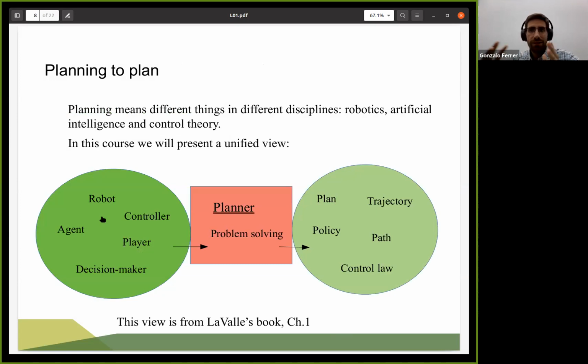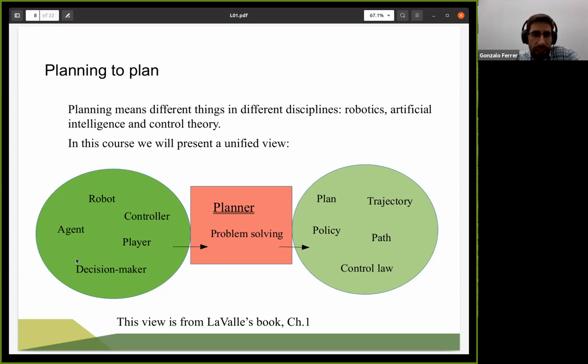Let's discuss this general idea that includes all these disciplines talking about the same concept, right? This is what I'm calling planning to plan. It means different things in different disciplines. I just give some examples in robotics, artificial intelligence, control theory, and so on. So in this course, we'll try to give a unified view. Again, there's a lot of specifics in each of the fields, but because this is introductory material, we will not get into dynamics. I think all these things are common for all these disciplines.